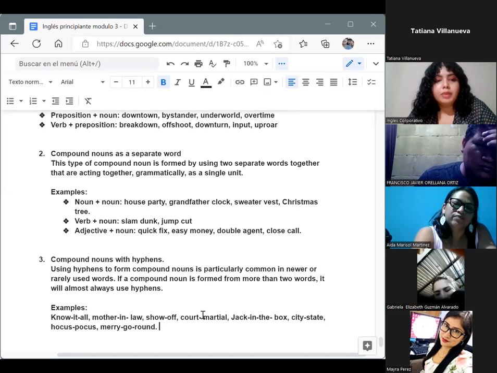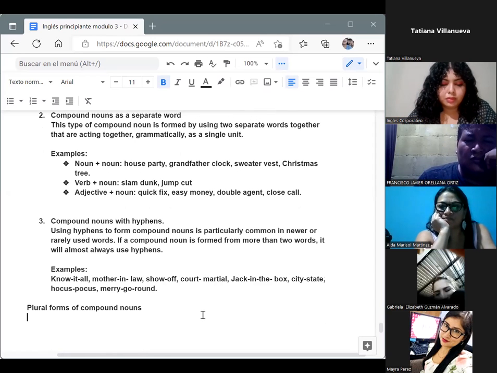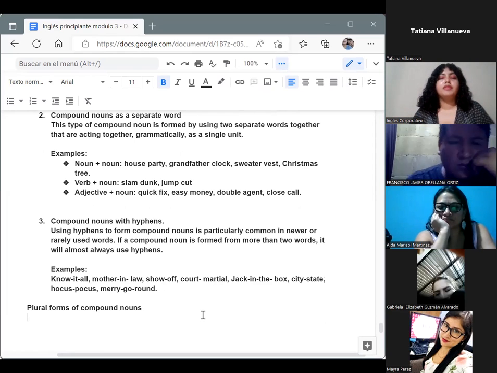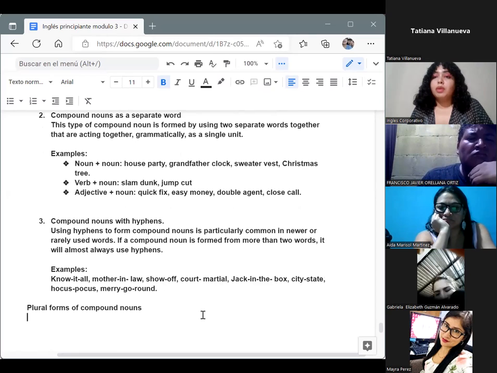Now we have the plural forms. Vamos a ver los plurales. Plural forms of compound nouns. So in that case, we have just singular words in the list. And now we are going to see what are the plural forms of some compound nouns.